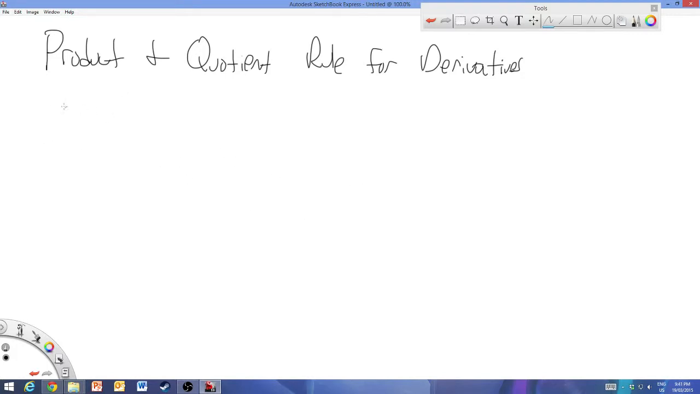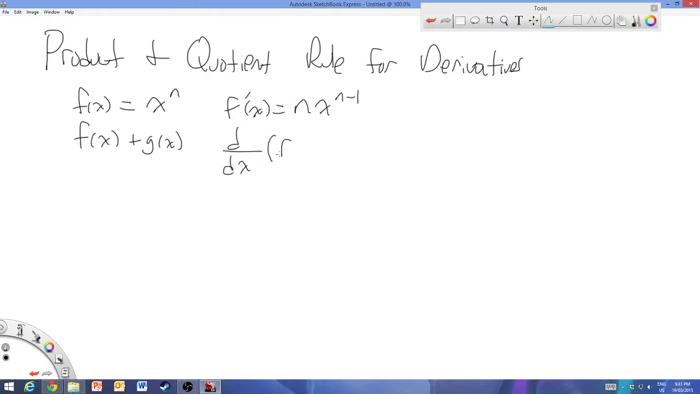Alright, so quick recap. Power rule stated the following. If f of x was x to the n, then f prime of x is equal to nx to the n minus 1. And if I had f of x plus g of x, then their derivative, d dx of f of x plus g of x, was really just f prime of x plus g prime of x. And this was true if this was a subtraction of functions as well. So that's what we talked about in previous lessons.